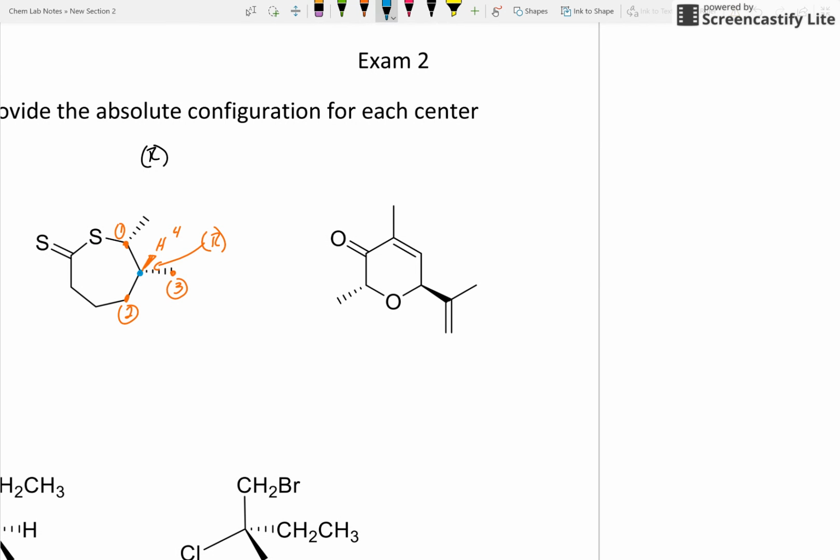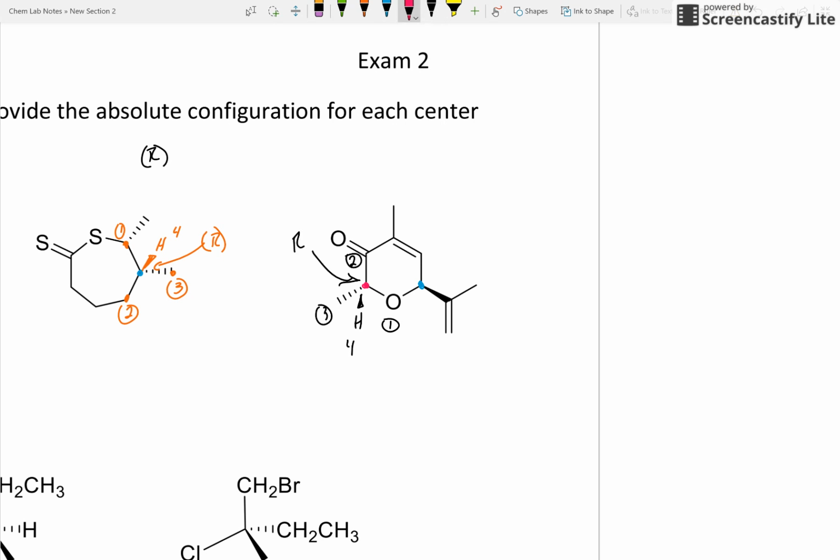Last one over here, we got 2 chiral centers, the one in the blue and the one in the pink. Go through and do our same assessment. We're looking at the pink one, the oxygen is going to be 1. Our carbonyl up here is going to be 2. Our methyl group is going to be 3. Our hydrogen is facing towards us, which is 4. Perceived versus actual. Perceived to be S, actual is R.